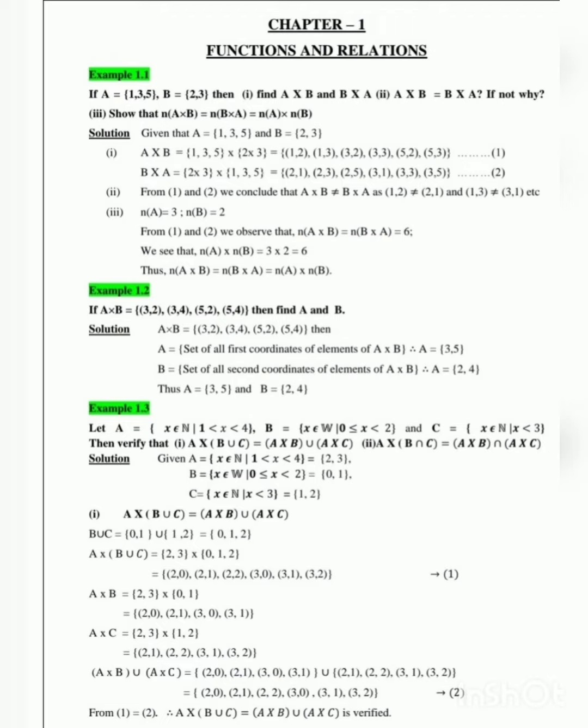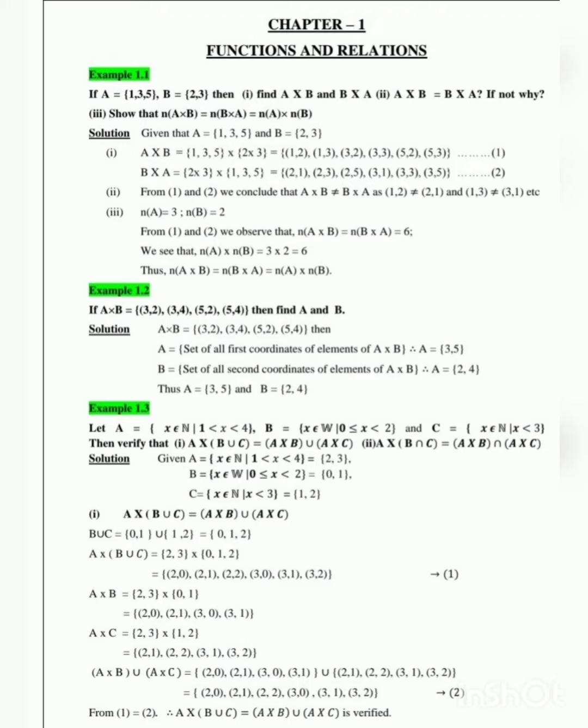Let A be the set of X such that X is a natural number and 1 is less than X is less than 4. B is the set of X belonging to whole numbers such that 0 is less than or equal to X is less than 2, and C is the set of X belonging to N such that X is less than 3. Then verify that A × (B ∪ C) is equal to (A × B) ∪ (A × C).